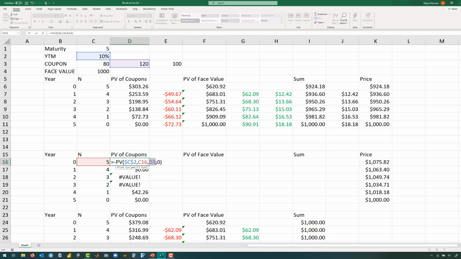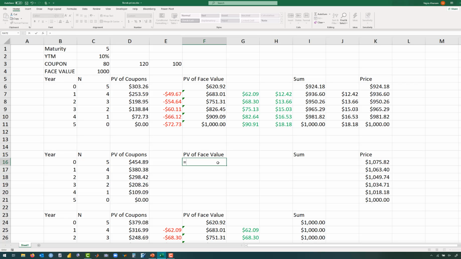And this one. F4. Okay, same idea. As you move closer to maturity, the present value of the coupons is decreasing because there are fewer coupon payments remaining.